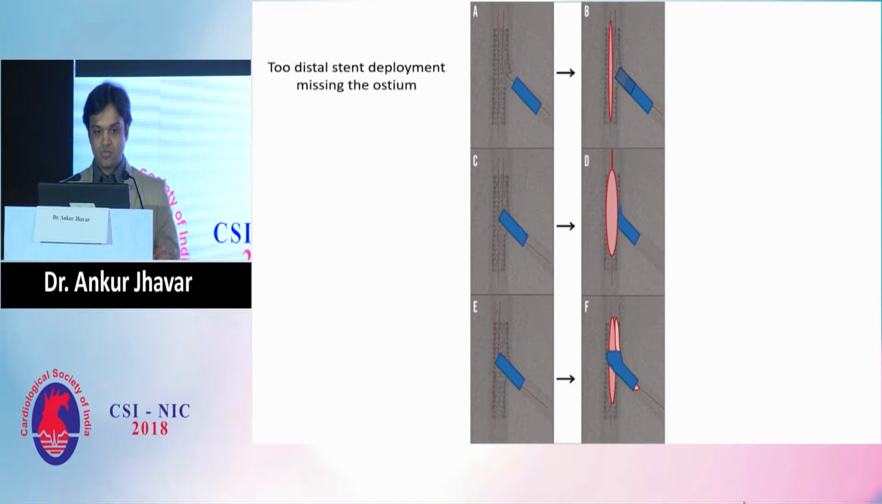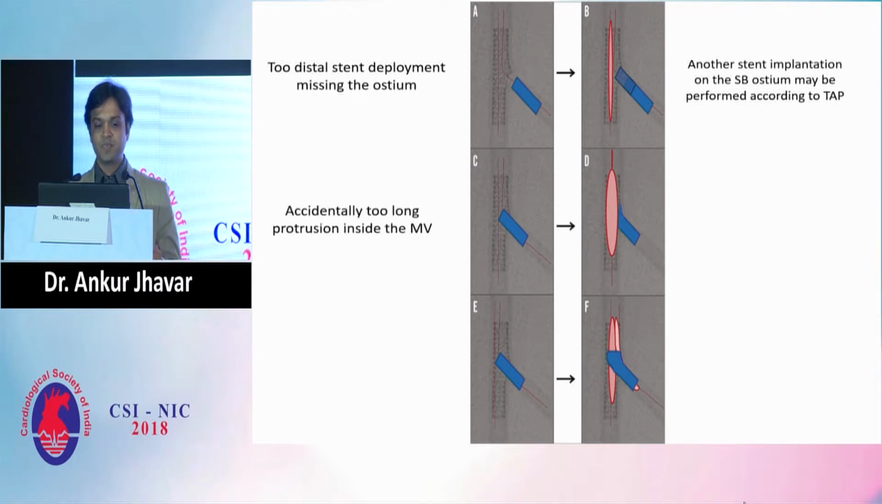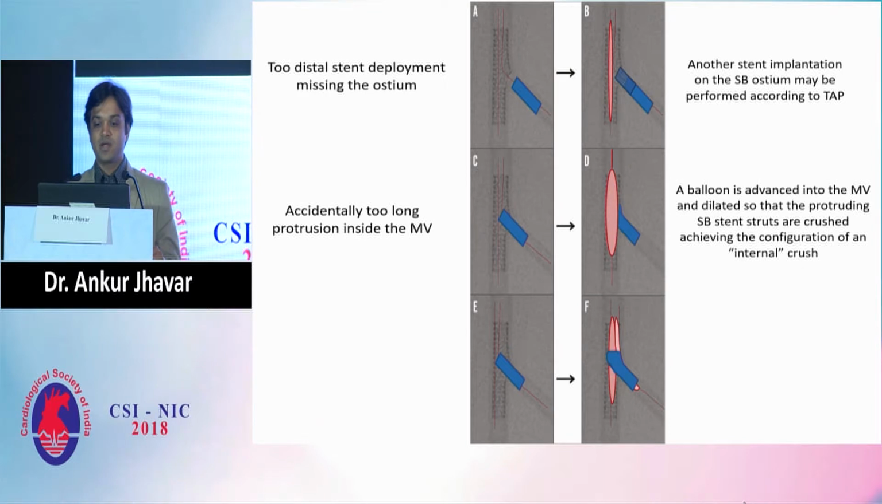in our lab. So what difficulty we face is that with two distal stent deployment, we may miss the ostium. In that case, another stent implantation can be done on the side branch ostium according to the TAP. Also, the other problem can be accidentally too long protrusion inside the main branch, more than 2 to 3 struts protruding into the main branch. In such cases, a balloon should be advanced into the main vessel and dilated so that the protruding side branch stent struts are crushed adequately, achieving the configuration of a reverse internal crush.